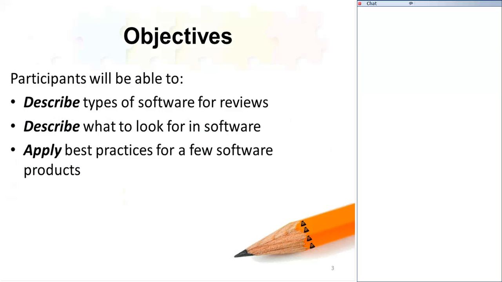So today, the objectives are to talk about the different types of software that you or your client may want to consider, what to look for in software, and then I'll talk about a few specific software products and ways that I have found make them a little bit easier to use for systematic reviews.